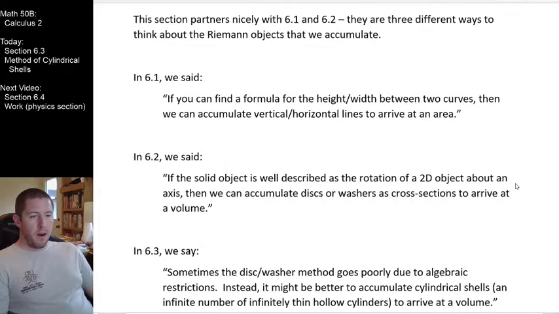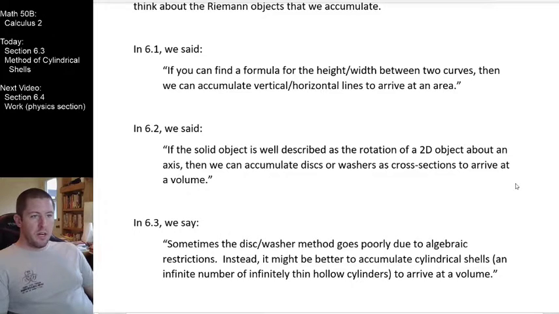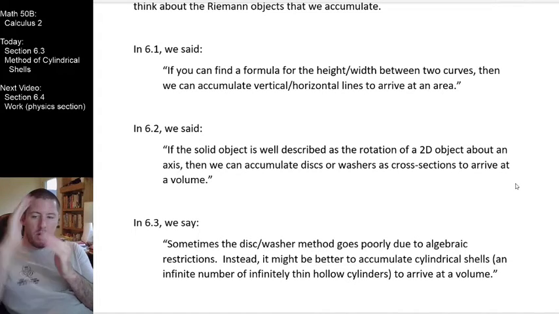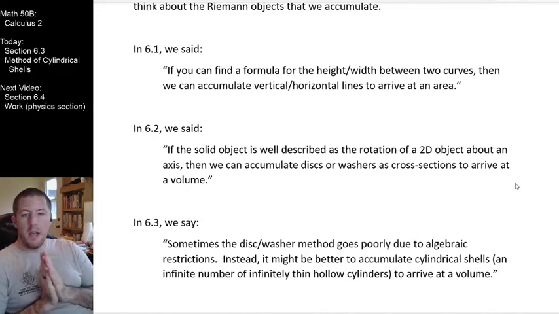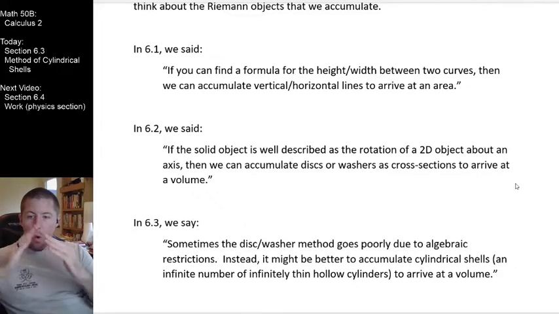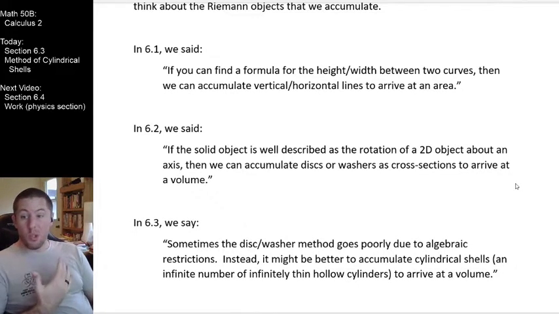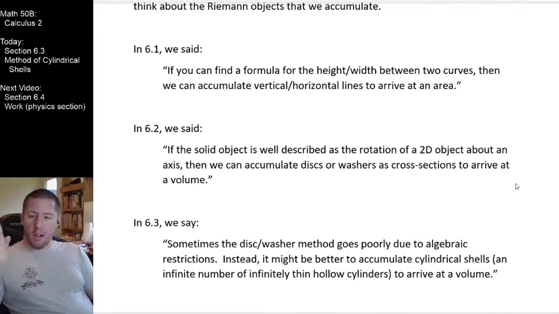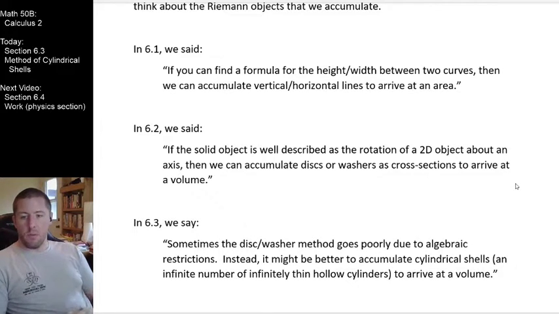So what we've seen so far is that our three sections are really just three different ways for us to think about what it really means to accumulate Riemann objects, right? In section 6.1, we saw the area between curves. So we said, if we can find a formula for the height between two curves or the width between two curves, then we can accumulate these vertical or horizontal lines, right? They were just one-dimensional lines. A Riemann stick is really just one-dimensional. And if we accumulated all of those Riemann sticks either horizontally or vertically, then we would arrive at an area. One-dimensional objects accrued to become two-dimensional objects.